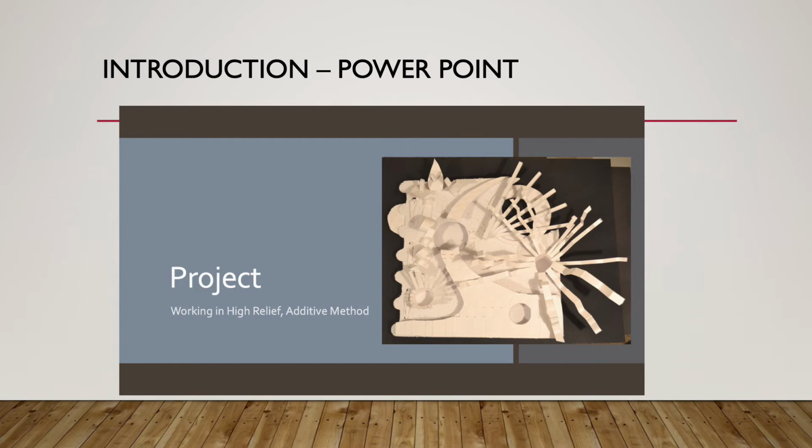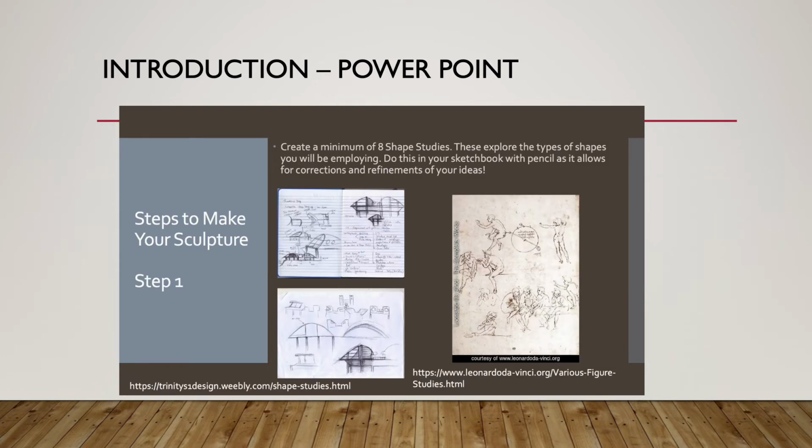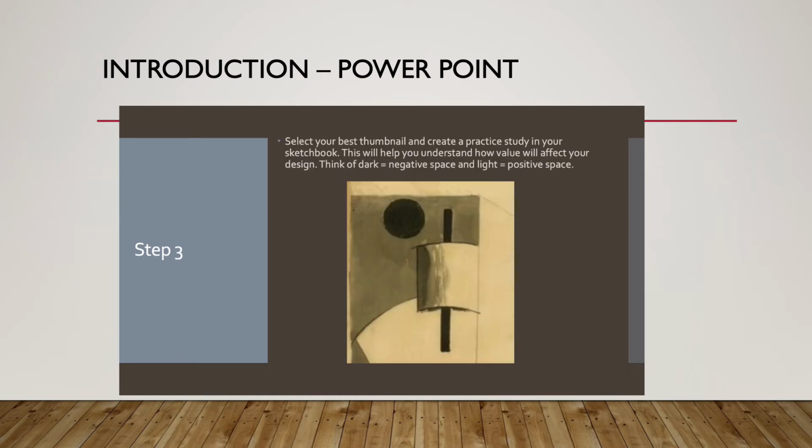Introducing the project, which is to create at least a sculpture that is made from Bristol board and foam core. At least one side of the sculpture must be a minimum of 12 inches in length. I discuss the steps that should be taken as artists search and experiment for the best expression of the form that clearly states a certain content.